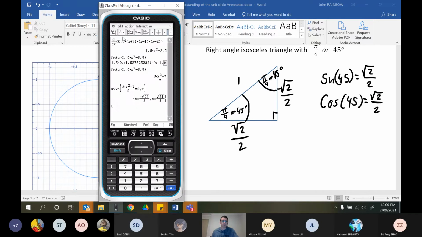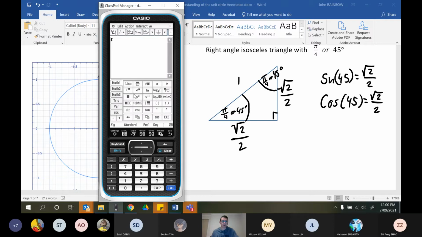Now, if you go on your CAS keyboard and do sine 45, trig sine 45, you'll notice it's root 2 on 2 if you have it on standard. If you put it in decimal, it's that one. Now, it gives you an exact answer.